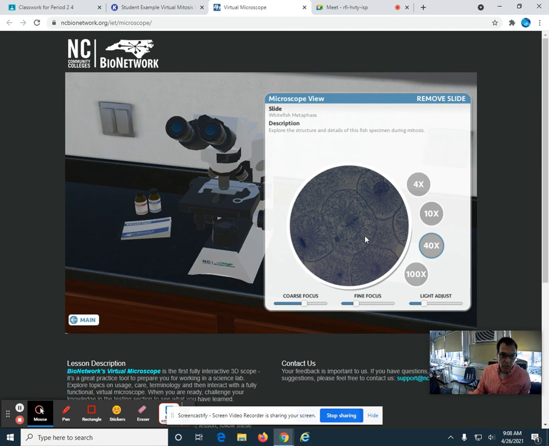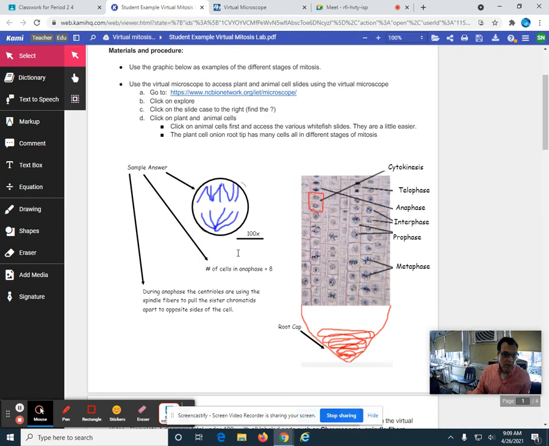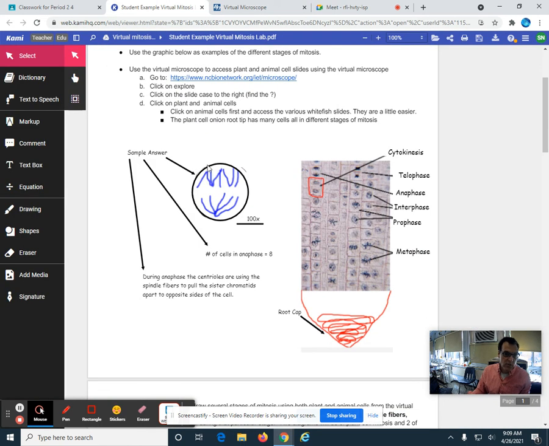So in this case, I pulled up one of the animal cell whitefish mitosis slides that are in Metaphase. So I'm looking at cells that were in Metaphase. On your lab, you're supposed to do something similar to this. You were supposed to make a drawing of the phase, include the correct total magnification, try to identify how many cells were in that phase, and then identify the phase and write a description of the phase.